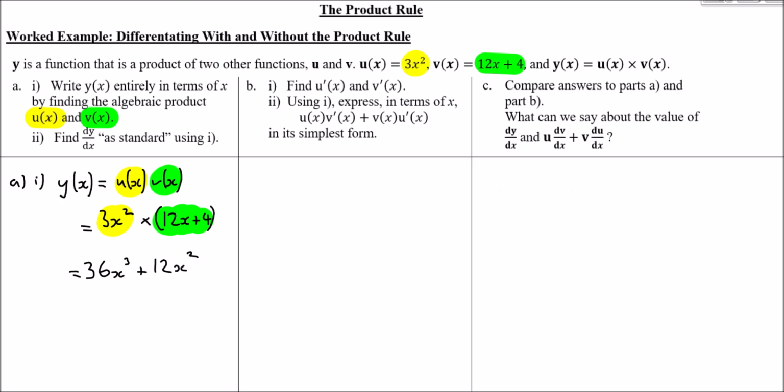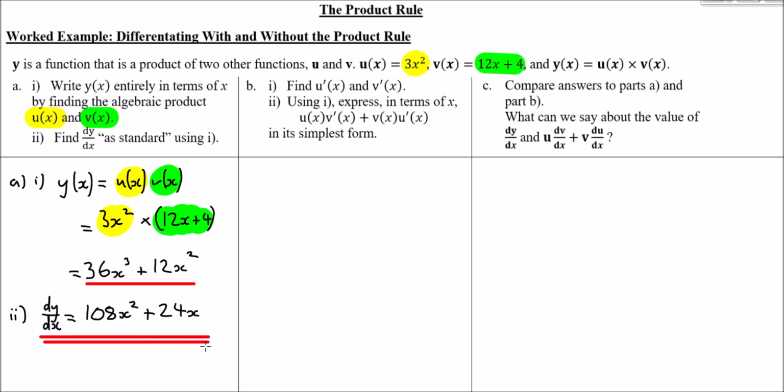So that's part 1. Then part 2, it now asks us to find dy by dx as standard, so just differentiate this now as normal. So part 2, if y of x is this, then simply dy by dx, bring the 3 to the front, multiply by 36, that's going to give us 108, lose 1 from the power, gives us x squared, and 12x squared differentiates to 24x. So that's what dy by dx is, as we know already from year 12 even. Let's now try this product rule thing.